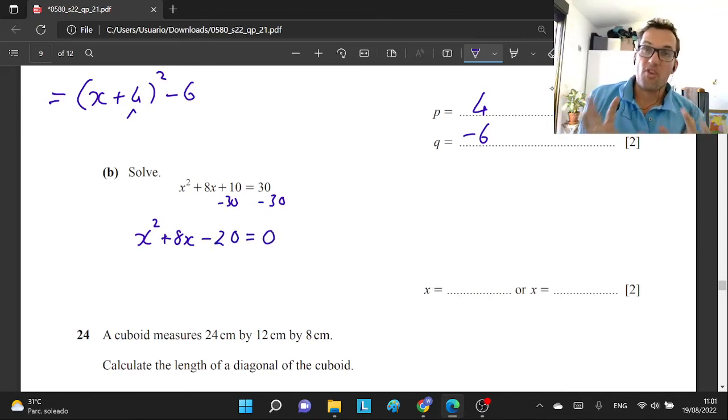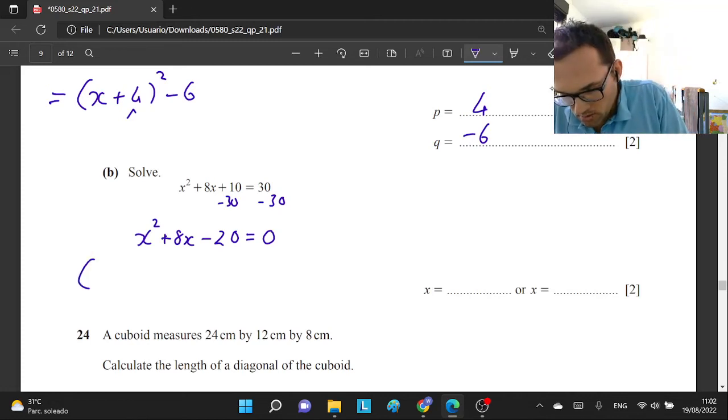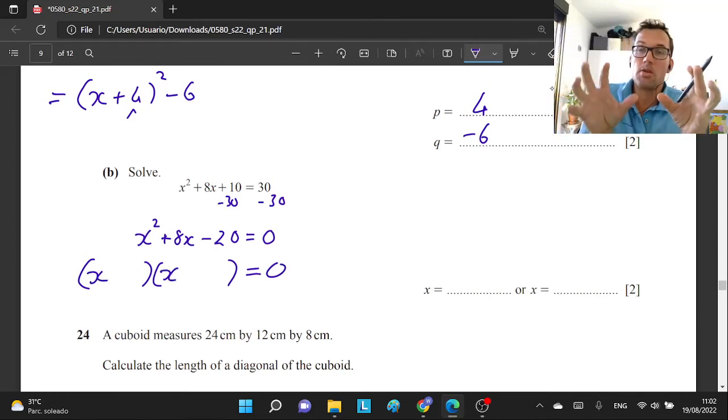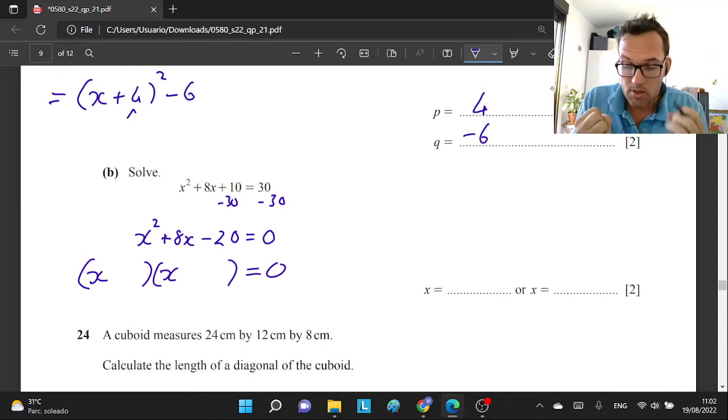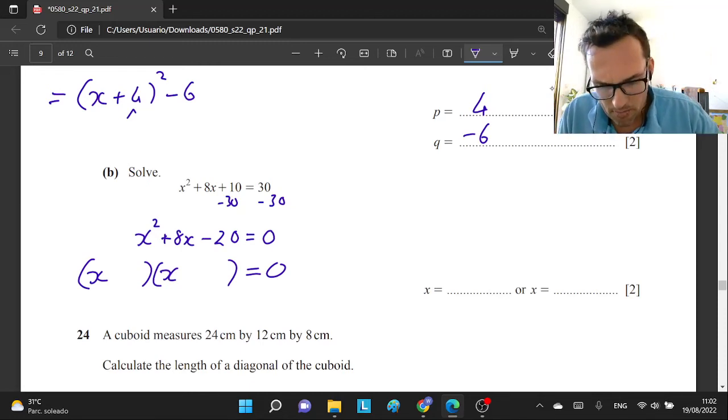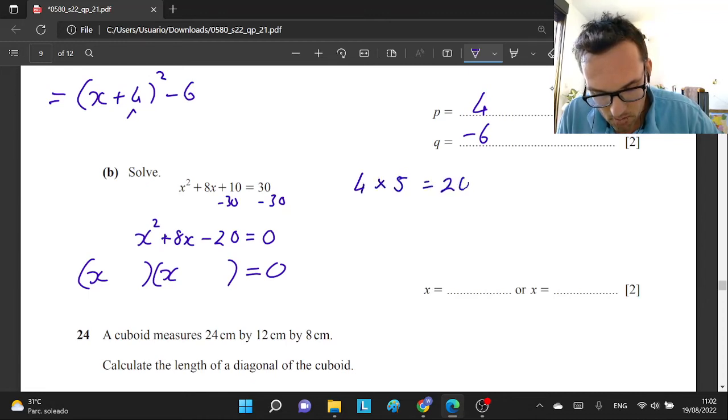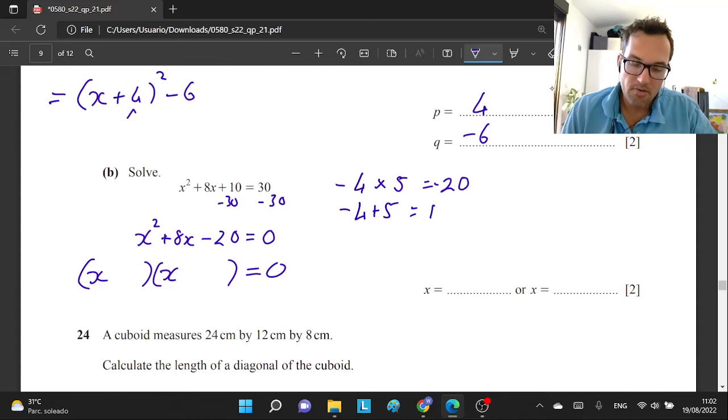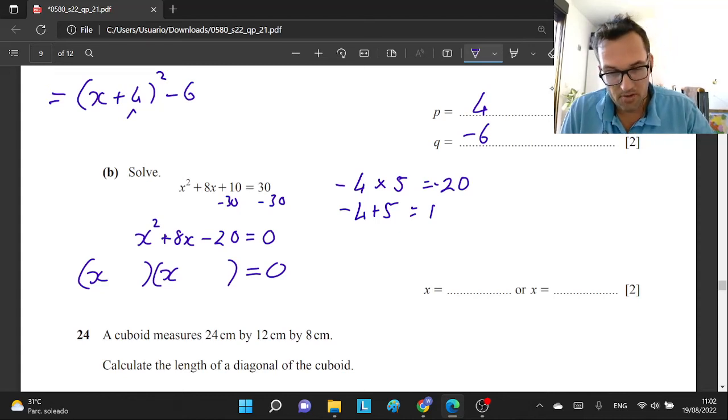This is where we factorize to get those two answers, so 2 brackets. You can use the quadratic formula, but this one is not too hard to factorize. We think about 2 numbers that multiply together to give us minus 20. For example, 4 times 5 gives us 20. We want minus 20, so one of them has to be negative. But if we add them together, we'll get 1, and even if we change the minus to the 5, we'll get minus 1. So 4 and 5 doesn't work.